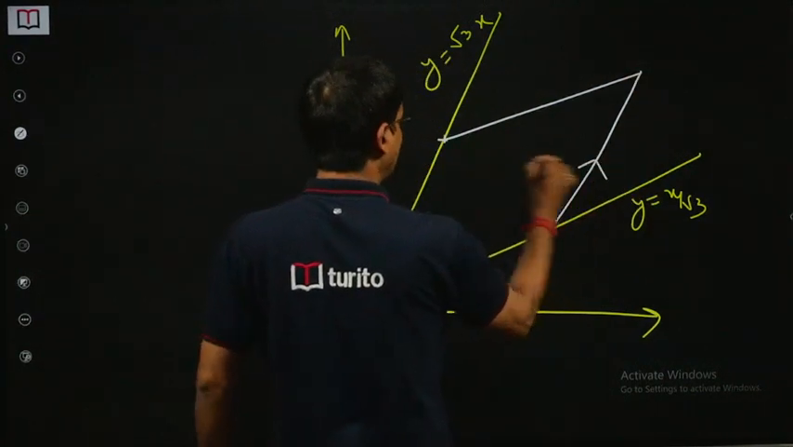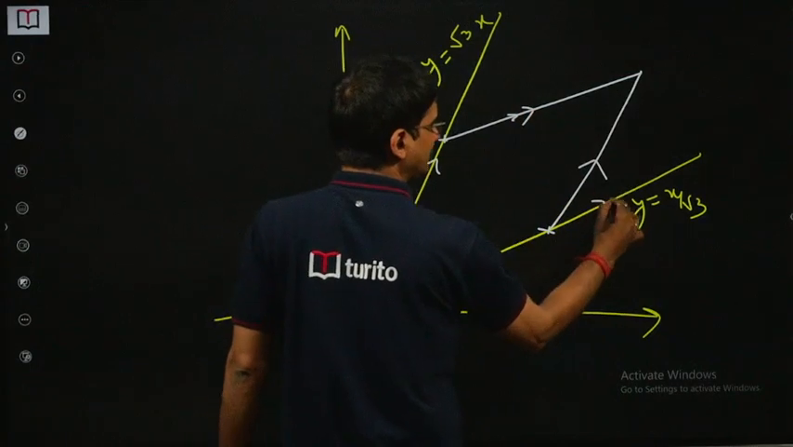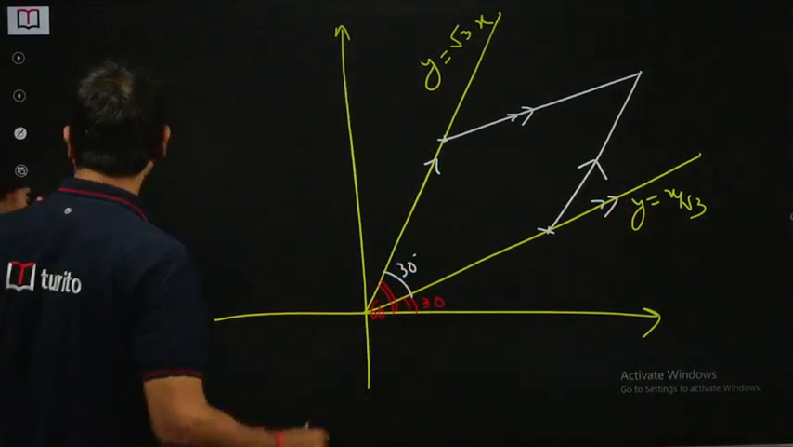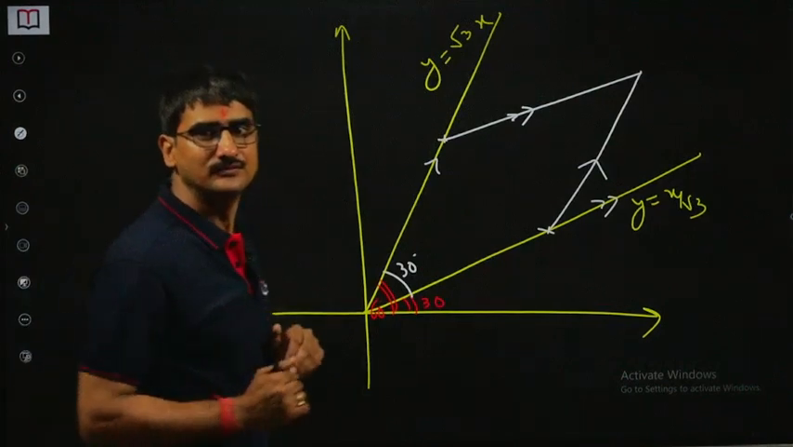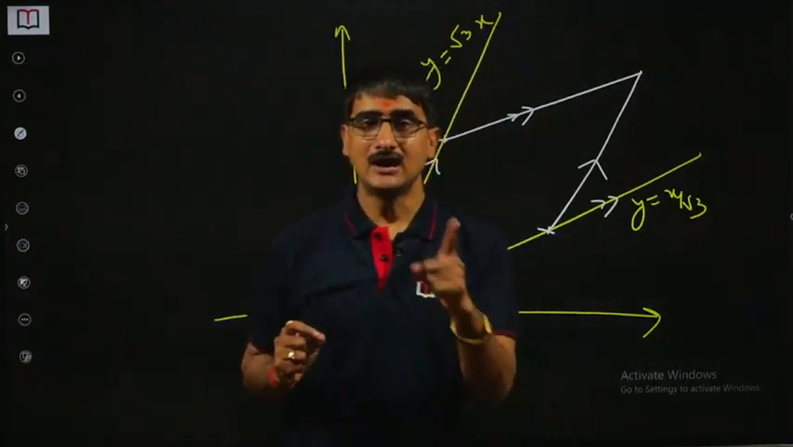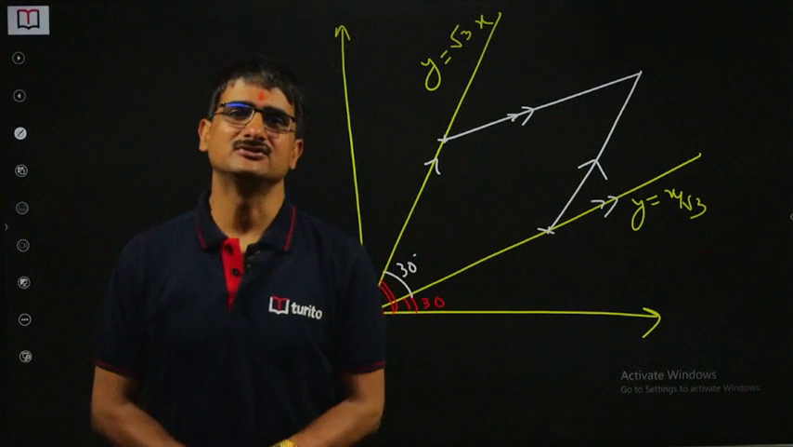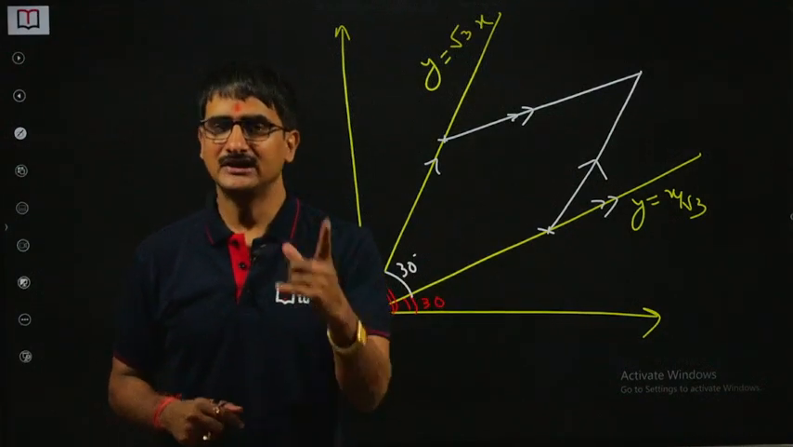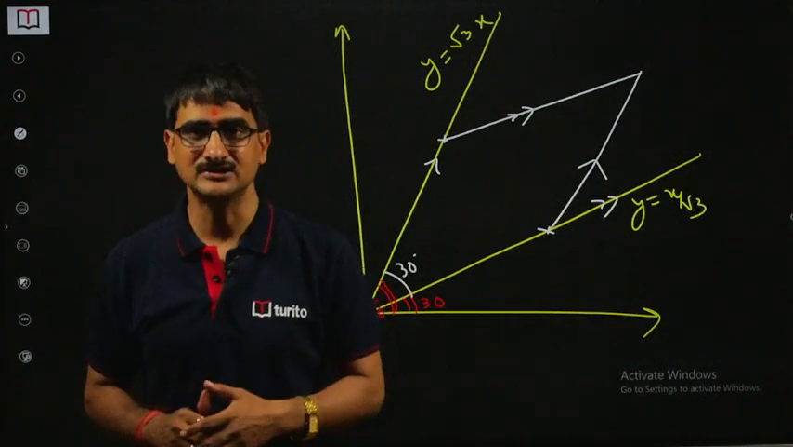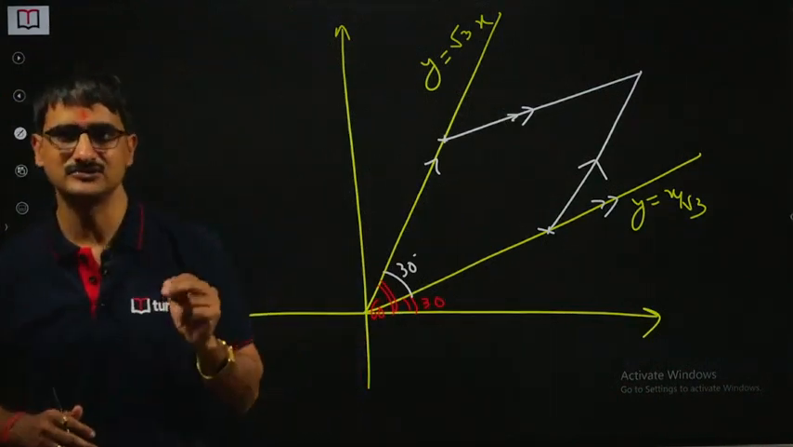Okay, so this is parallel to this one, and this one is parallel to this one. So let's say that's the rhombus. Now see, in the rhombus we know that the diagonals are the angle bisectors also. In a rhombus we know that diagonals are perpendicular to each other. These are two pieces of information which we should remember.